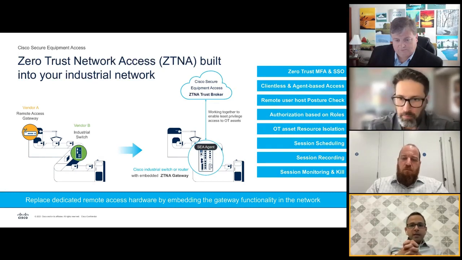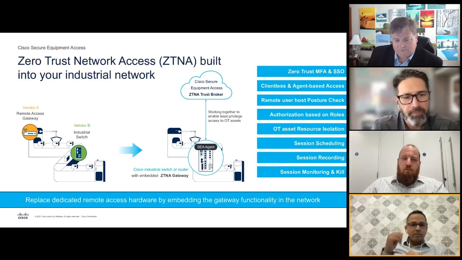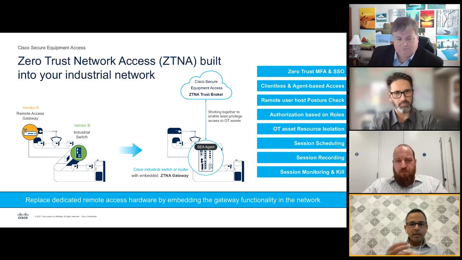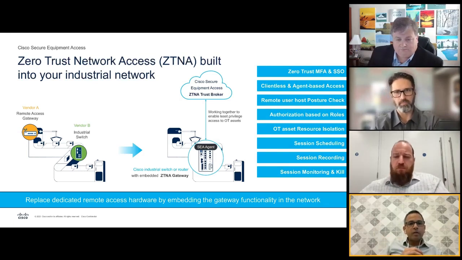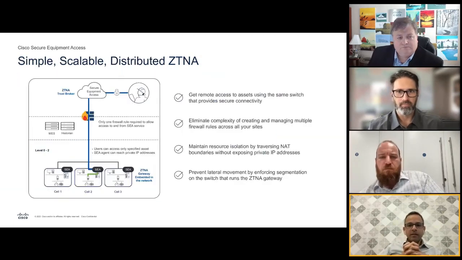And so what we've done here is used the trust broker in the cloud to centralize policy control, eliminated the need for a dedicated gateway for the ZTNA agent, and just embedded that into the network. And because that agent is sitting close to the resource, you no longer have to maintain dedicated hardware, and you've got access to the assets that are closest to the networking entity that is connecting them. So with that, let me move to the last slide here, and we can wrap it up and take questions.